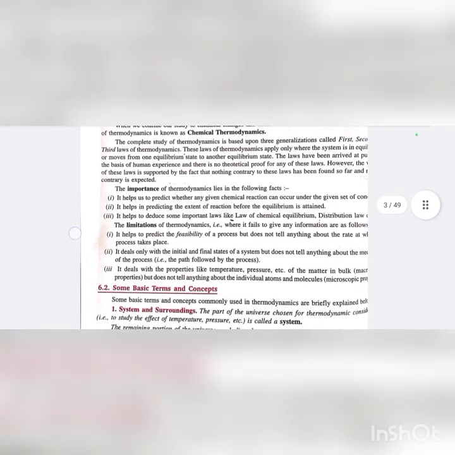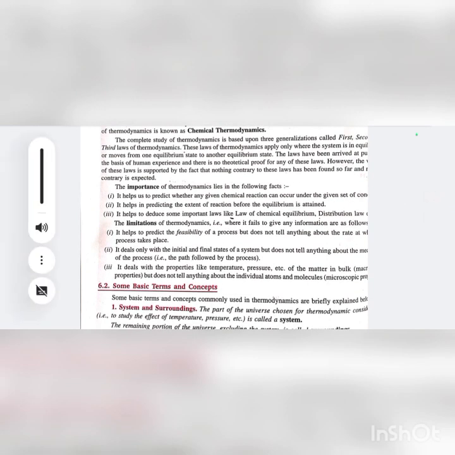First, it helps to predict whether a chemical reaction can occur under the given set of conditions. Second, it helps in predicting the extent of reaction before the equilibrium is attained. Third, it helps to deduce some important laws like the law of chemical equilibrium and the distribution law.